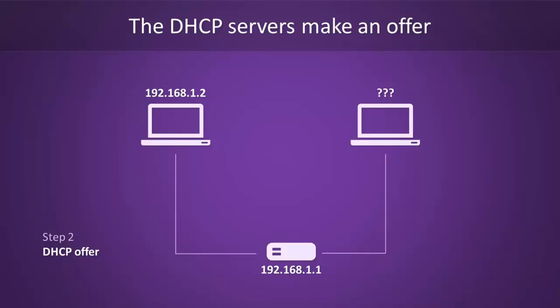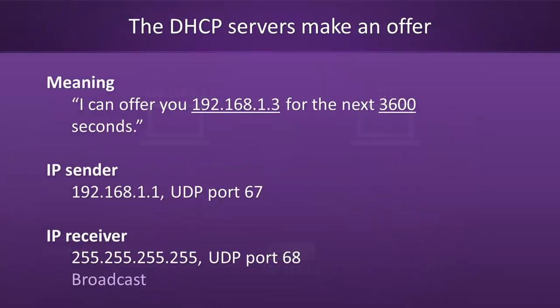Step 2 involves the servers offering an IP address to the new host. The way they do this is by broadcasting their offer to everyone on the current network. The reason that they broadcast this information to everyone is that they don't know where to find the new host. A typical DHCP offer message will say something like, "I'm willing to give you this address for that amount of time." The sender will be the DHCP server, and the receiver will again be the broadcast address. Note how the ports were flipped, so the sender is the UDP port 67, which is the server port, and the receiver is port 68, which is the client port.